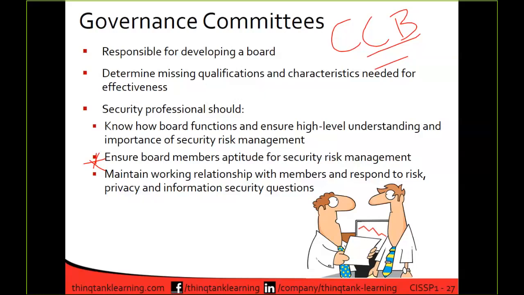So as an information assurance individual or security professional, your job is to make sure that those board members are looking at this from the perspective of security as well. Make sense? It's pretty logical, right? Maintain a working relationship with the members and respond to risk, privacy, and information security questions. Yeah, you're the SME. You're the individual that wears that security shield, and you're supposed to be the subject matter expert.